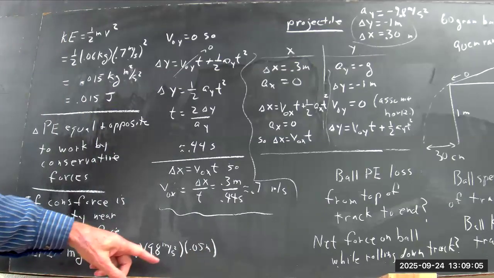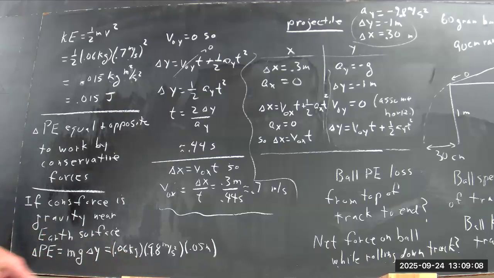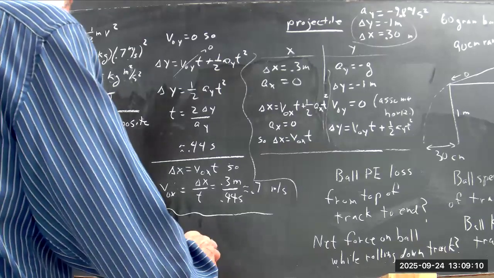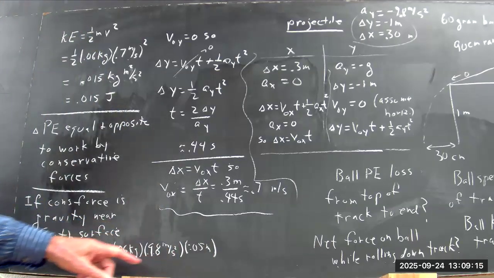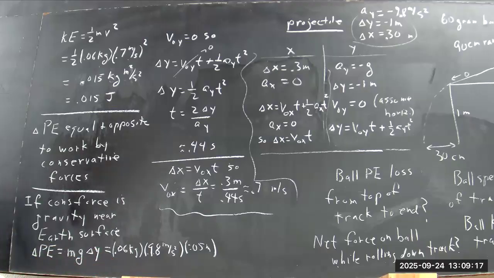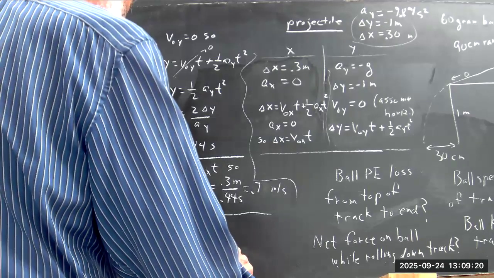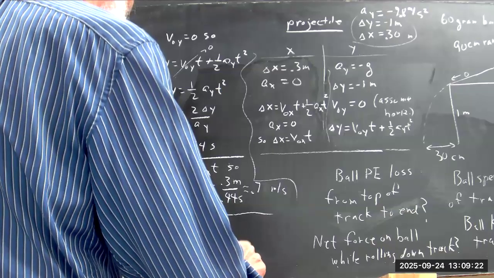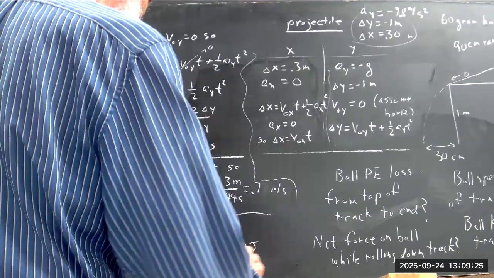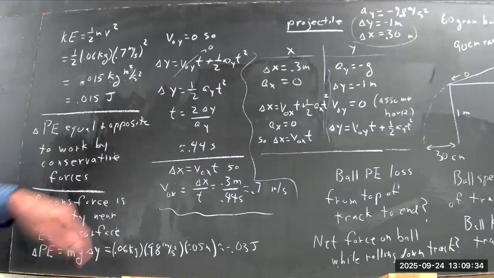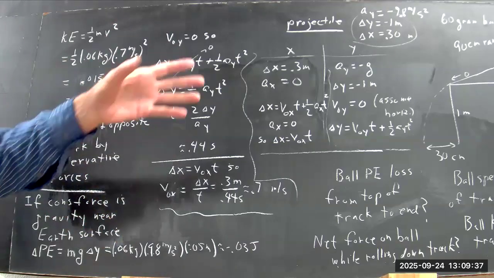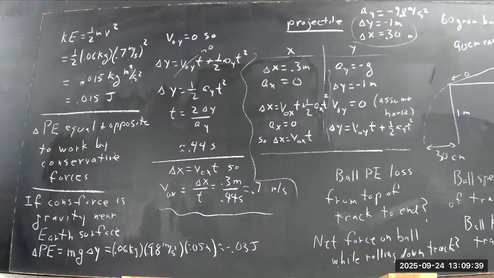Okay, so that's 0.06 kilograms times 9.8 meters per second squared times negative 0.05 meters. Now that's going to give you 0.0003. So this is approximately equal to negative 0.03 joules. And you can work out the details of that. I mean, you want to write the units. I really want you to be using units throughout your calculations.